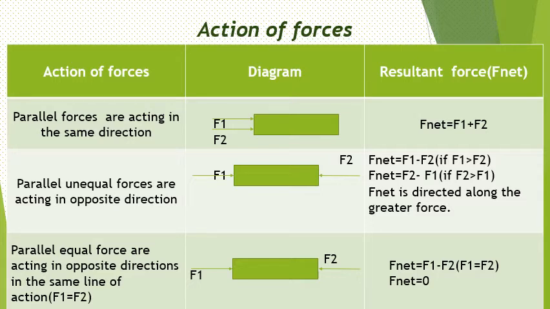The third action of forces is parallel equal forces acting in opposite directions along the same line of action, because F1 is equal to F2, in opposite directions but with equal force. So the resultant force is 0 because the forces are equal. We have already seen in balanced forces that if we give equal forces, the body is in equilibrium and the resultant force is 0. So these are all the actions of forces.